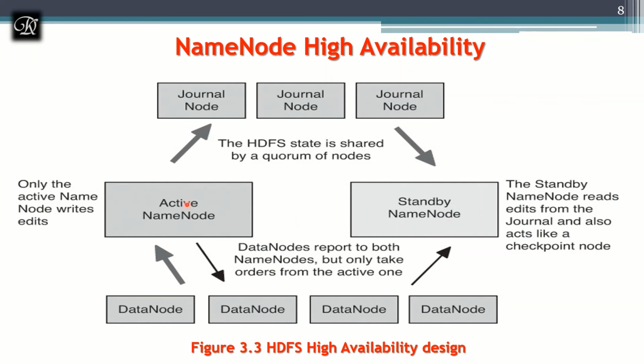So the active name node is going to keep track of what is happening with all these data nodes. And this is also recorded in the standby node by referring to the journal nodes. There are 3 daemon processes going to run, and these 3 daemon processes are tracking the active name node, and it's going to update the standby name node.